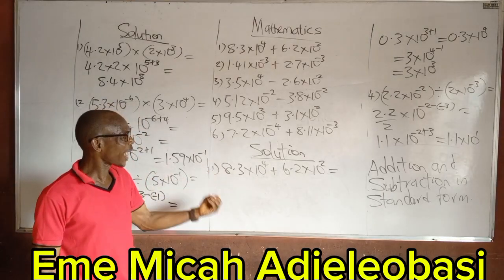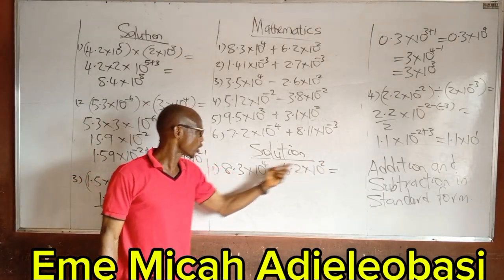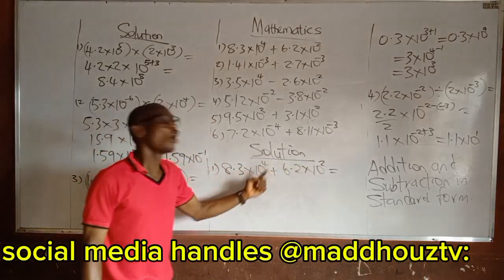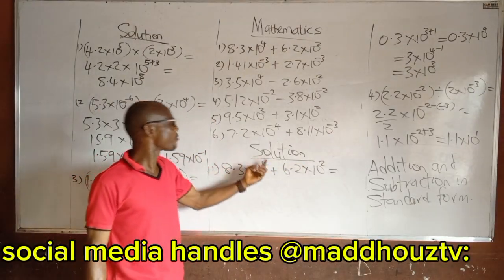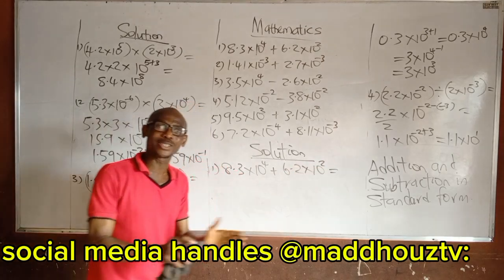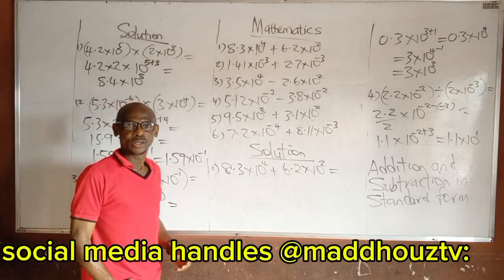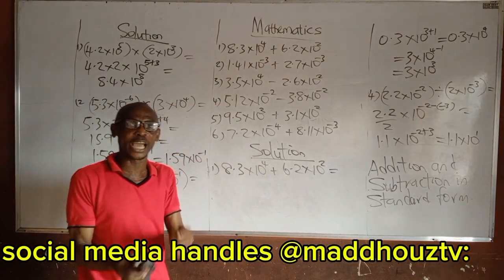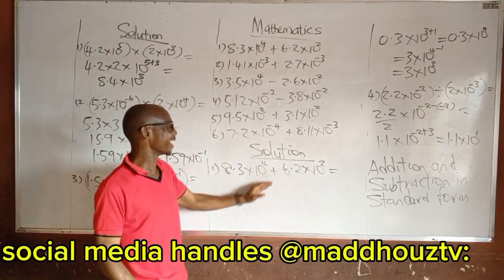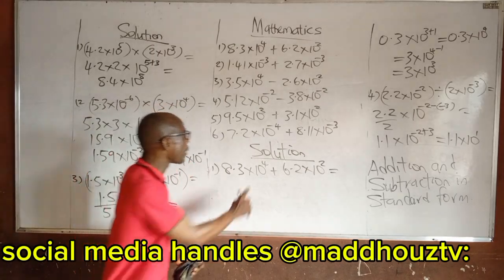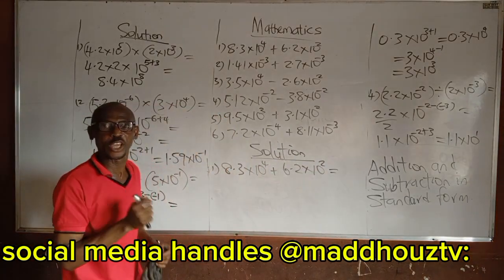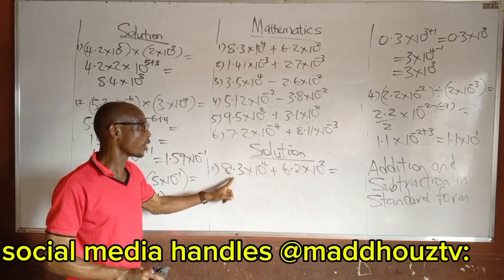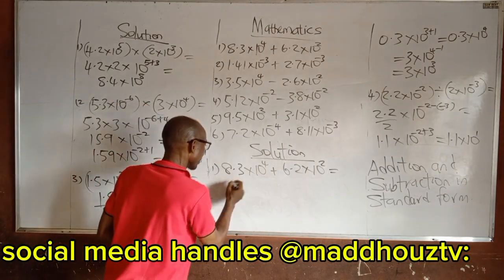You must first try to make the powers the same. Or better still, you can convert these values into ordinary numbers, add them, and write the result finally in standard form, when the powers of 10 are not the same. So if we want to write this in ordinary number, this value will give us what?